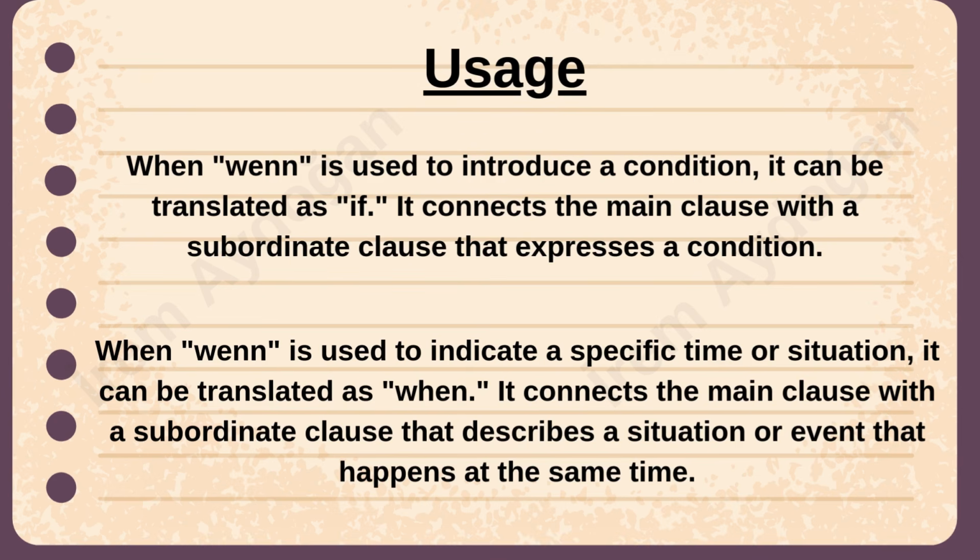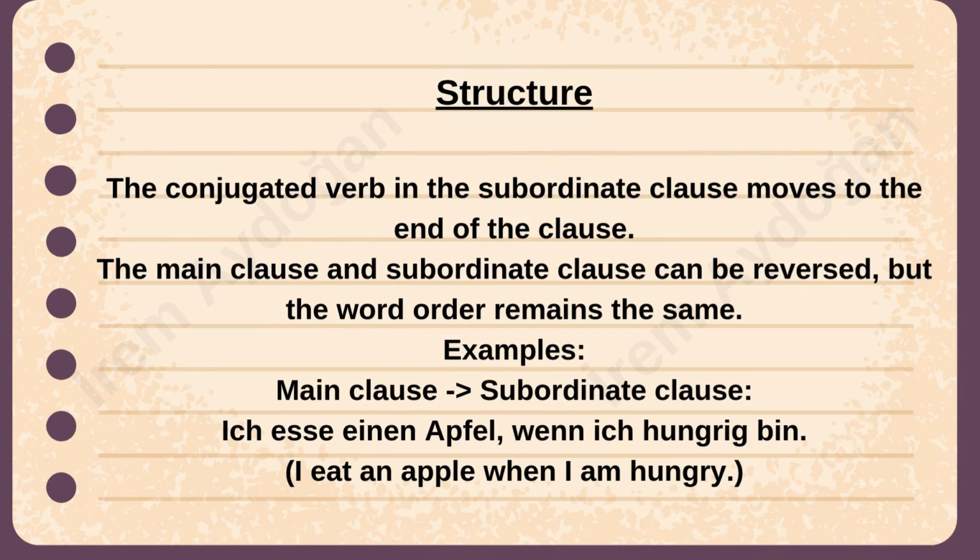And the structure of wenn is that the conjugated verb in the subordinate clause moves to the end of the clause, and the main clause and subordinate clause can be reversed, but the word order remains the same. Just be careful, the word order remains the same.